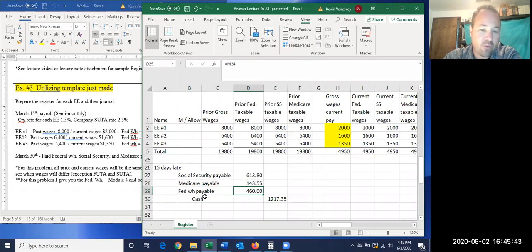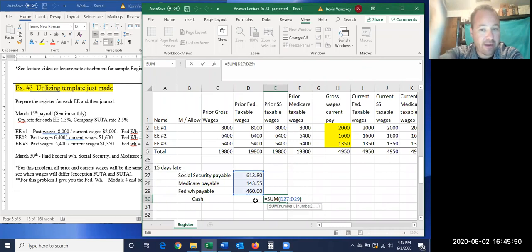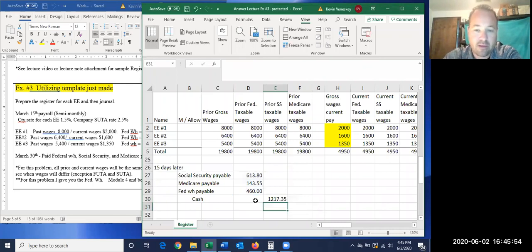And then finally, I write a check to the IRS for these three amounts and send it in with my Form 941 that we'll talk about in a couple weeks. I send in a check for $1,217.35.